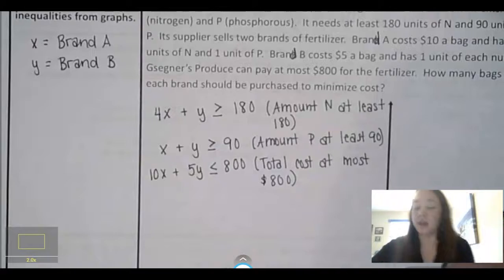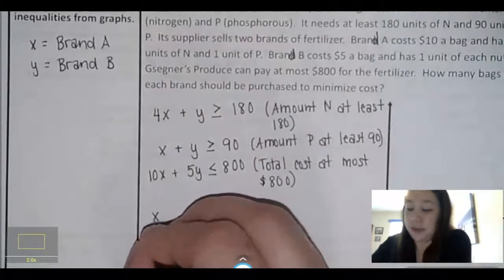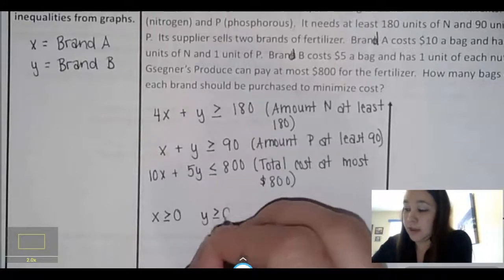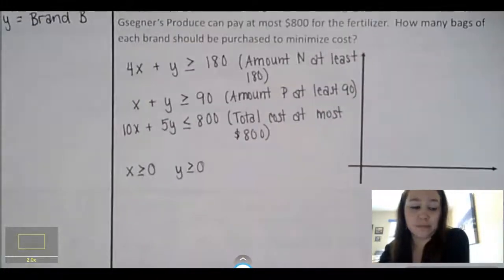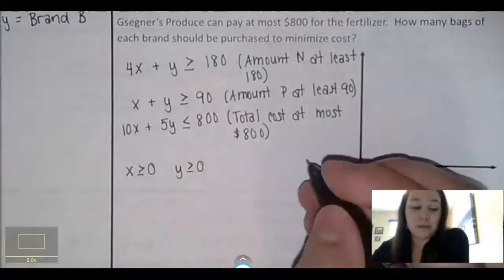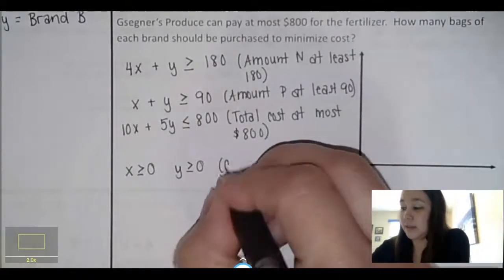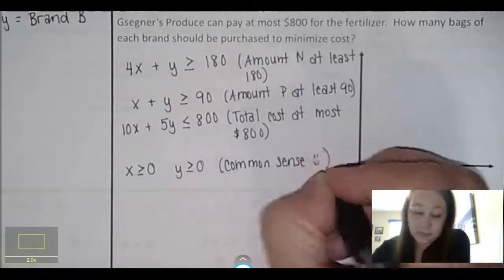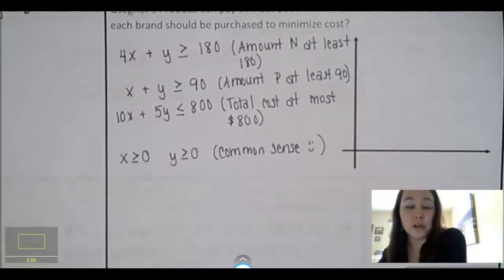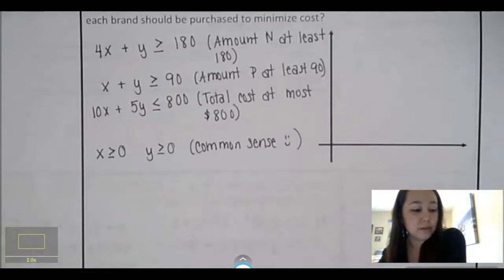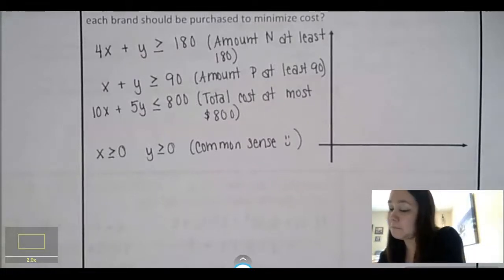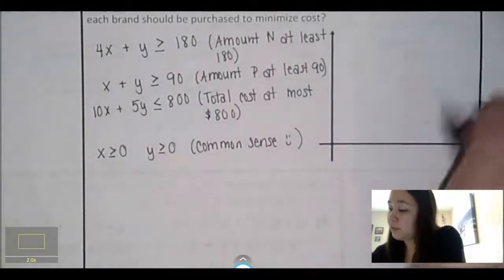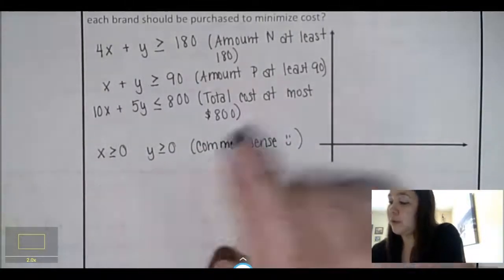And then it's also common sense that you can't purchase a negative amount of fertilizer, so X and Y are both going to be greater than or equal to 0. This is just common sense. Okay, so now we're going to graph these. We're only dealing with the first quadrant because of X and Y both greater than or equal to 0.